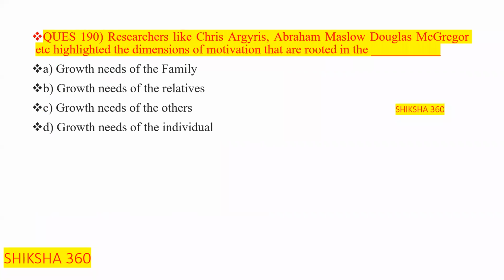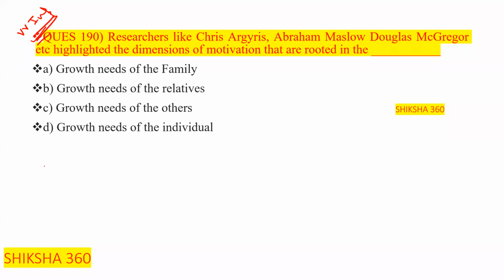Now move to the next question. Question number 190. Very, very important question. Researchers like Chris Argyris, Abraham Maslow, Douglas McGregor, etc. highlighted the dimensions of motivation, and in chapter number 21 we discuss theories on that also, that are rooted in: first, growth needs of the family; second, growth needs of the relatives; third, growth needs of the other; fourth, growth needs of the individual.